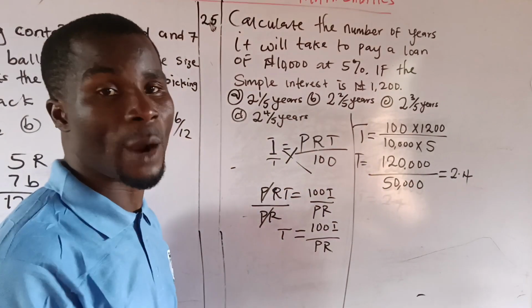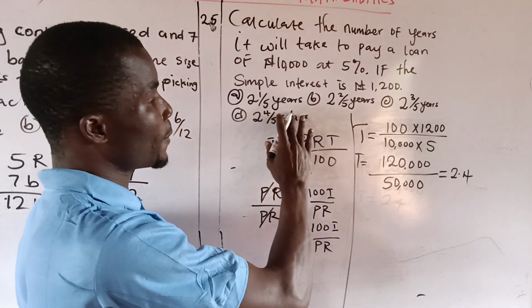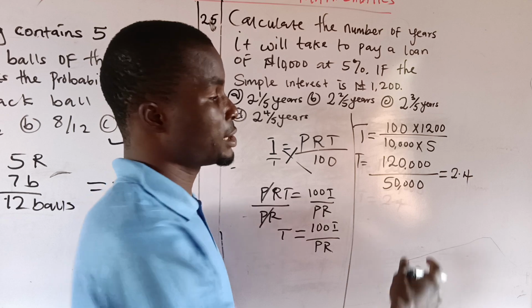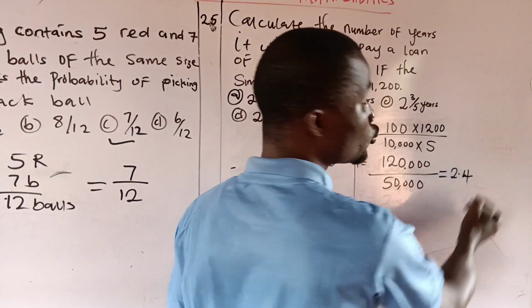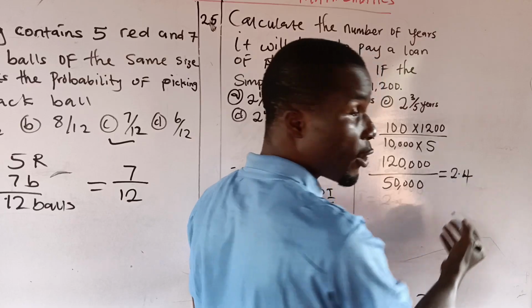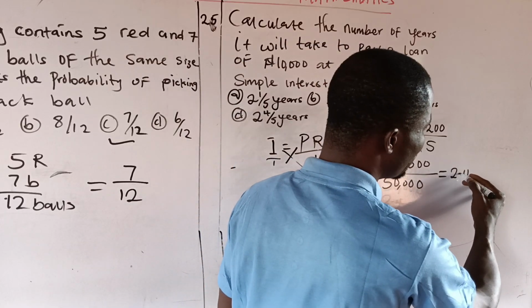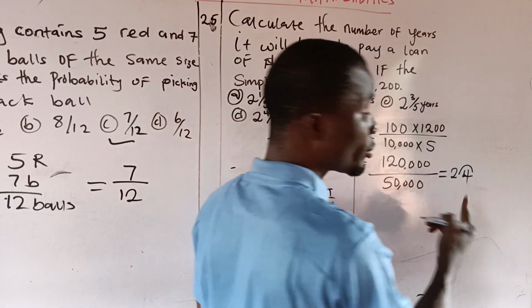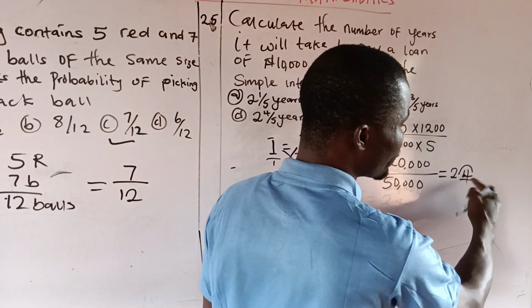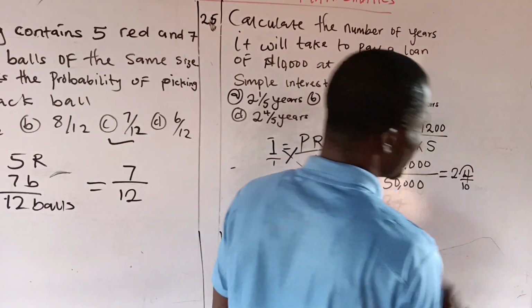2.4. So now let's check our answer. We don't have 2.4 here, but that means they want us to convert this point to a fraction. To convert this 0.4 to a fraction, just count from the decimal point, you count it up, that is 10. So we are dividing this 0.4, that is 4 divided by 10, right?